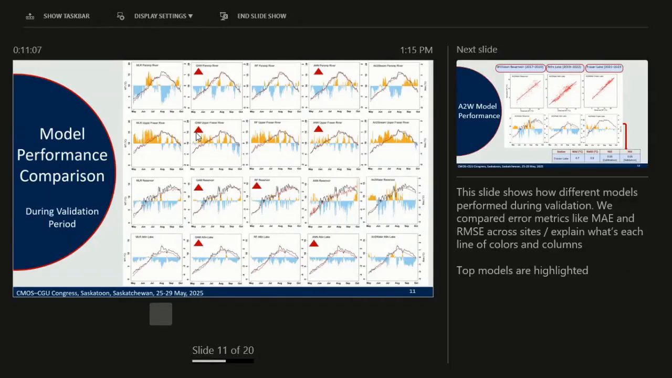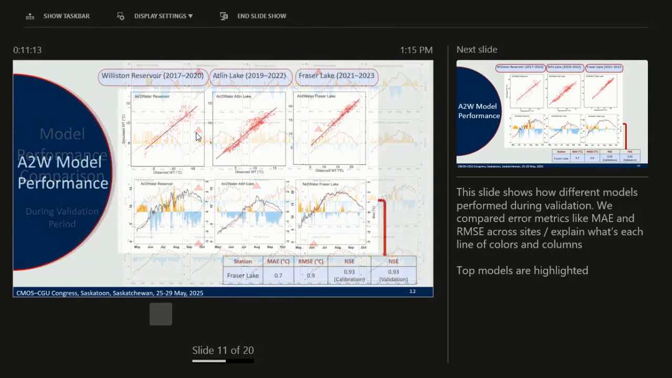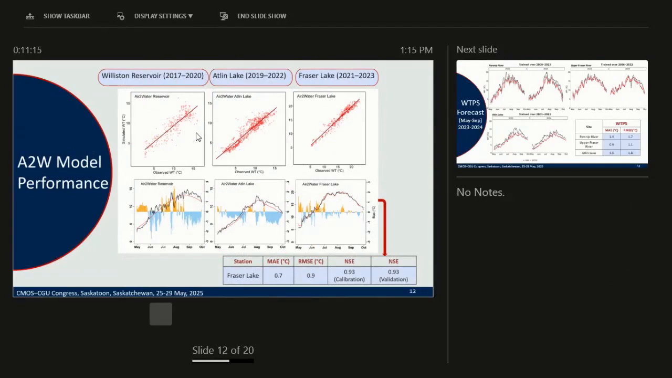So to look at the reason why, we look at the application of air to water in another slide, where we look at the Fraser Lake. The reason that we chose the Fraser Lake is that at all of these sites, Atlin Lake and the reservoir, the water temperature was recorded by Water Survey of Canada. They had a special way of recording temperature by attaching the water temperature sensor to the water level.